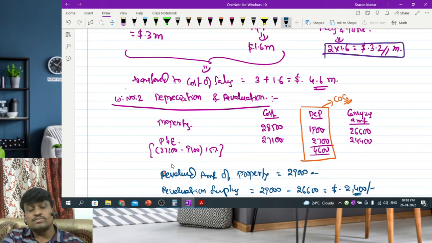And that is transferred to other comprehensive income in the profit and loss statement. And coming to the financial position, we have to show it in retained earnings. Clear? That is the point. Working note 2.